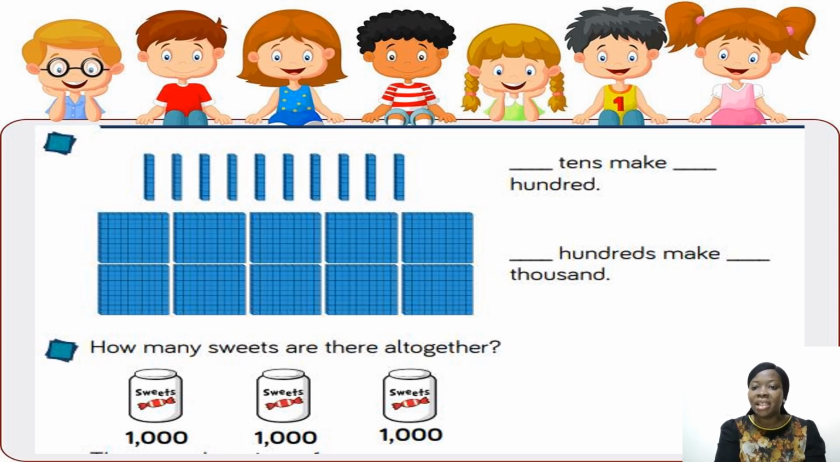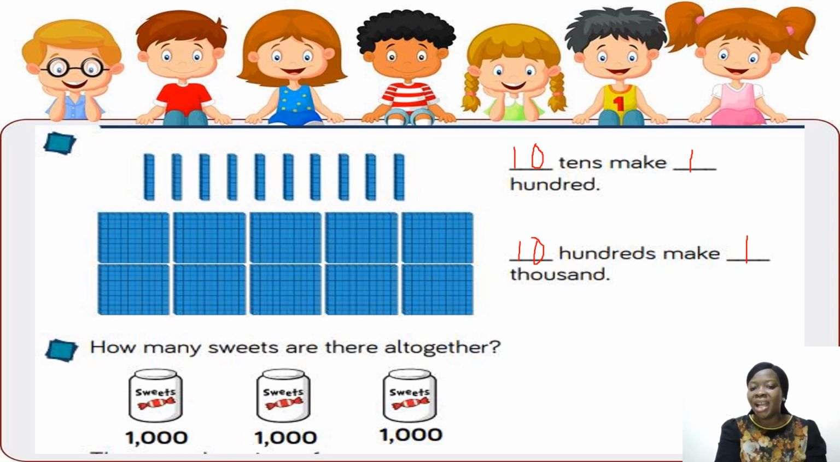Now, how many tens make 100? Did you say 10 tens? If you did, you are correct. 10 tens make 100. How many hundreds make 1,000? 10 hundreds make 1,000. Let's count together over here. 1, 2, 3, 4, 5, 6, 7, 8, 9, 10. Let's count it in tens. 10, 20, 30, 40, 50, 60, 70, 80, 90, 100. So 10 tens make 100 and 10 hundreds make 1,000.